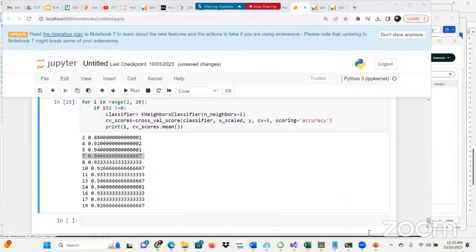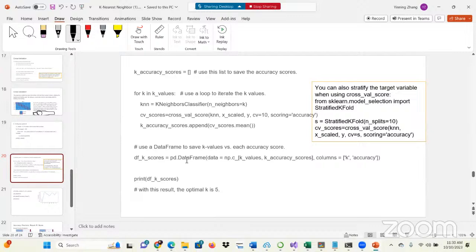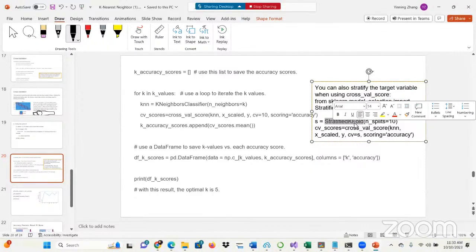Okay, so that's how we find the best k value. In this code, I just put it into a data frame. So it has 2 columns. One is k, and the other one is accuracy. Okay, here I added some notes. You could use this stratified k fold. So make sure that in each fold, there are equal amounts of the classes, like how we use stratify when you do the training testing split. Do you all remember that?